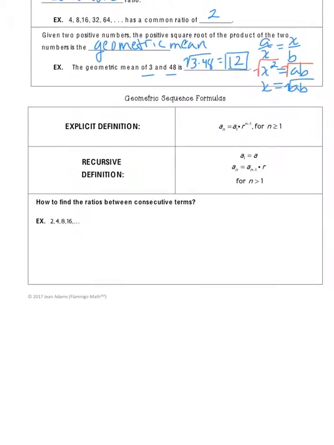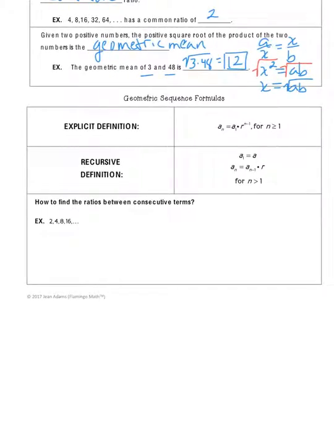All right, so explicit definition. Just like with arithmetic, we have an explicit and we have a recursive formula. With the explicit, you're going to have to memorize this and use it. You always take the first term, just like we did in arithmetic, but you're going to multiply it by this common ratio raised to the n minus 1. I highly suggest that you take that common ratio and put it in parentheses, because only the r is raised to the n minus 1, not the first term.